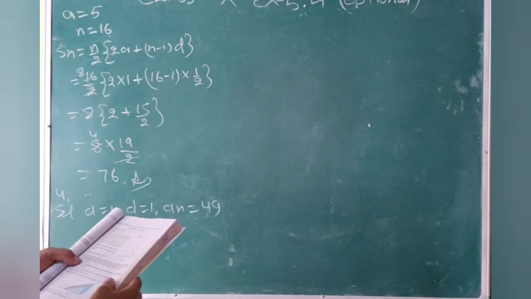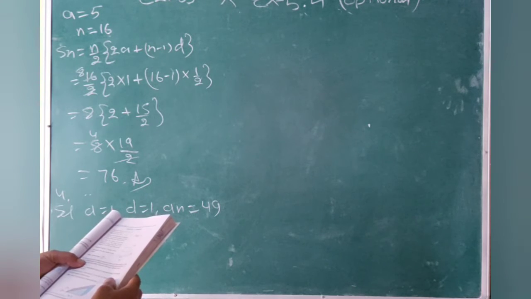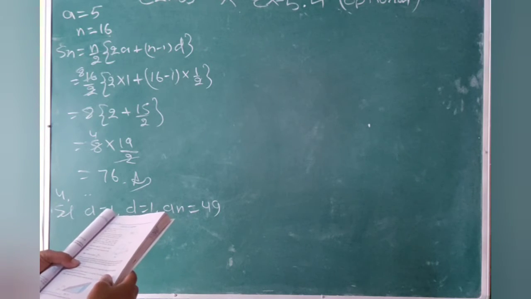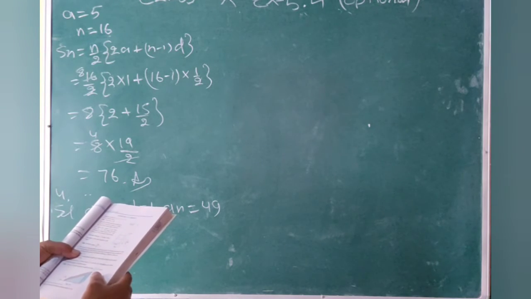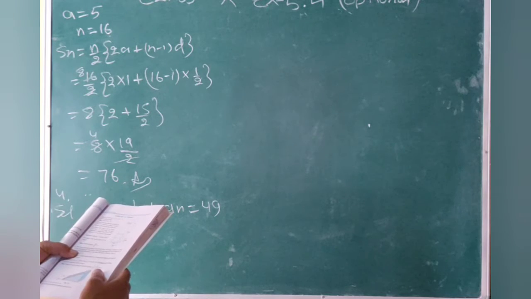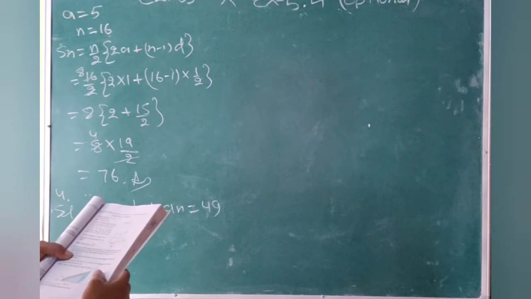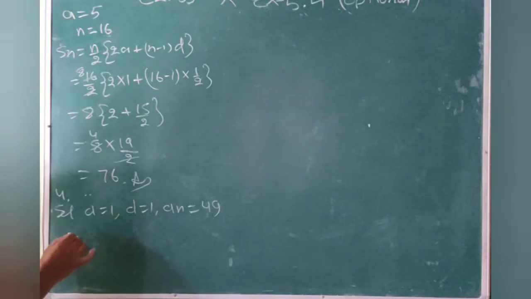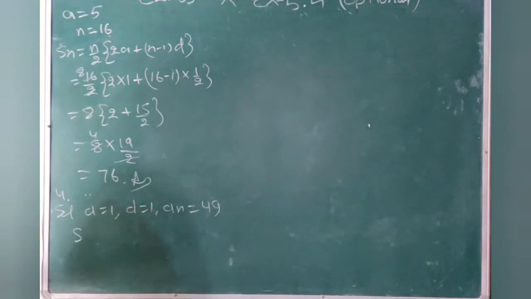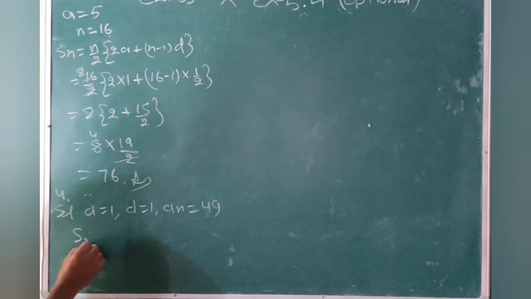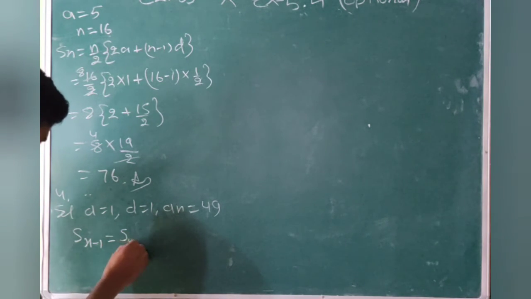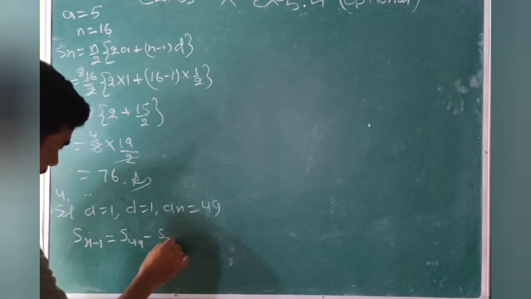So that there is a value of x such that the sum of the number of the houses preceding house number x is equal to the sum of the number of the houses following it. Find this value of x. So here we will apply that S(x minus 1) is equal to S49 minus Sx.